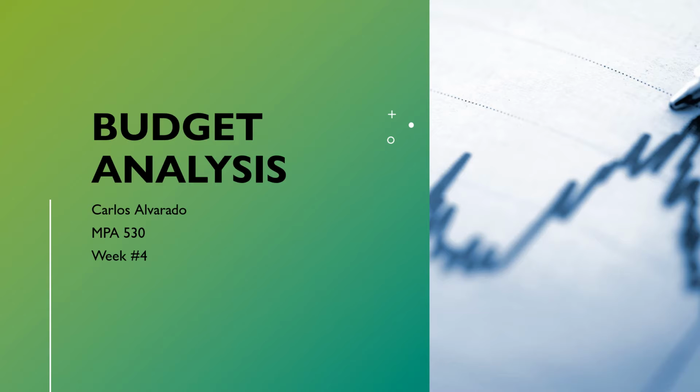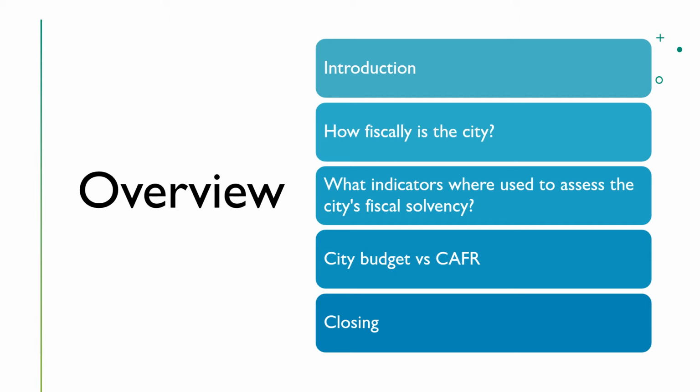We're going to be talking about budget analysis for the city I chose. Quick overview: we're going to do a quick introduction of the city and how physically solvent the city is. We're going to talk about indicators used to assess the city's physical solvency. We're also going to talk about city budgets versus the CAFR, and then close with a closing statement.